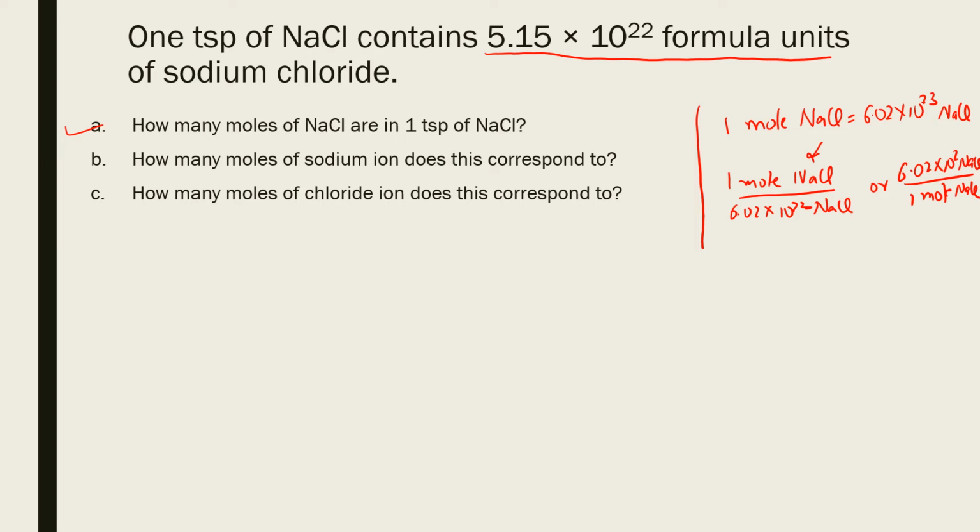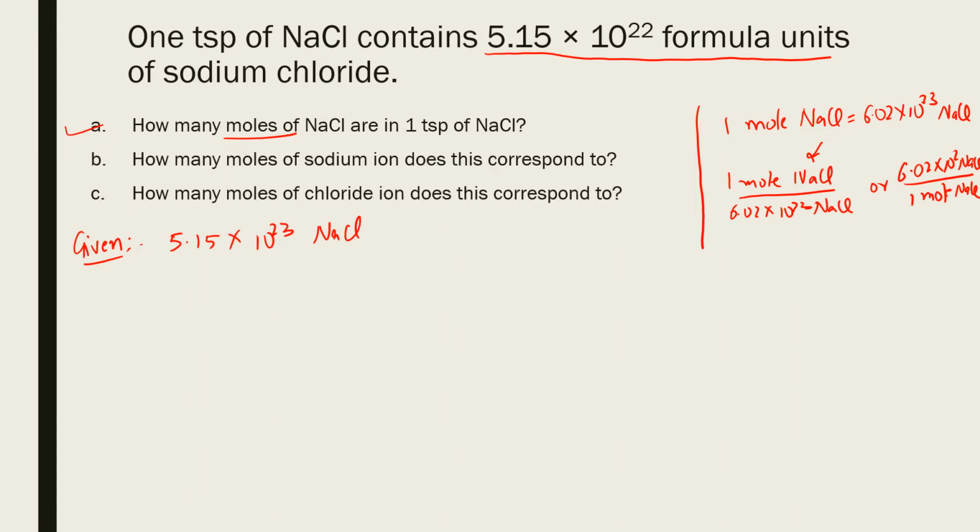So one of them we will use. Now let's start with what's given to us. Given to us is the number. So the number is given and we want to find moles. What's the number given to us? 5.15 times 10 to the 23 formula units. Formula units are just the NaCl molecules.